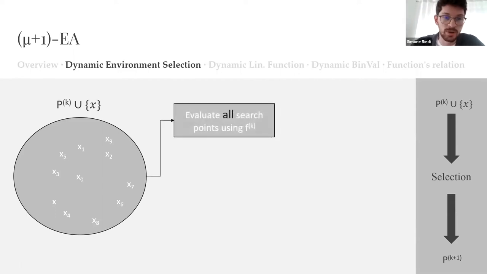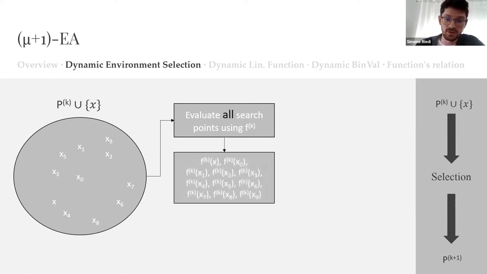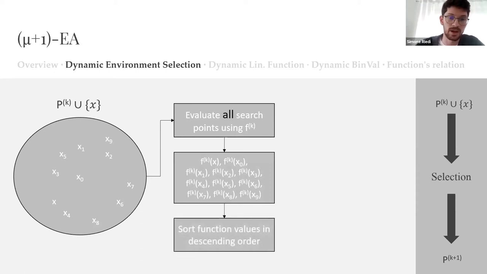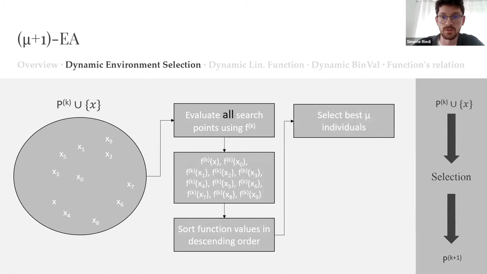So what the selection operator does in a dynamic environment is it starts by evaluating all search points using the fitness function. Now I want to emphasize that it evaluates all search points, even though most of them were already evaluated according to this fitness function in previous rounds. And this is where the dynamic keyword comes from, because the function is dynamic in the sense that it changes in each iteration of the algorithm. Therefore, we have to evaluate all the search points again, because their fitness value may have changed. Now this gives some function evaluations, in this case 11. And then we sort these function values in descending order and we select the best mu individuals. This means for the mu+1 EA, we just discard the less fit individual. So this gives the next population.